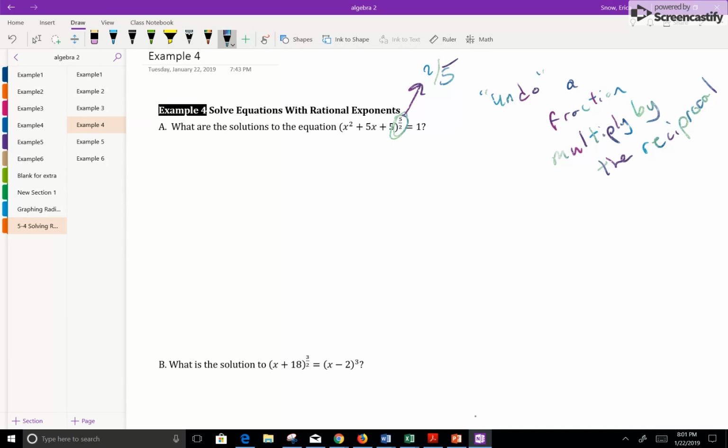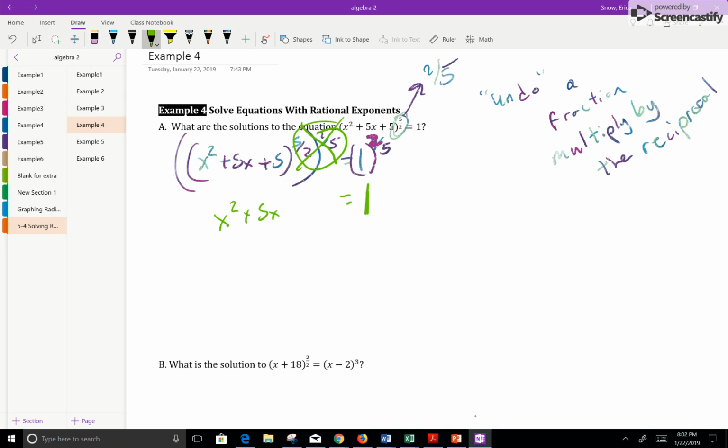So we're going to have (x squared plus 5x plus 5) to the 5/2 equals 1, and we're going to raise both sides to the 2/5. It should be a 2, peeps. 2/5. So now these exponents right here cancel. And then 1 to the 2/5 is really nice. It's just 1. Don't you like how they gave us that really pretty number? And so then this side is x squared plus 5x plus 5.